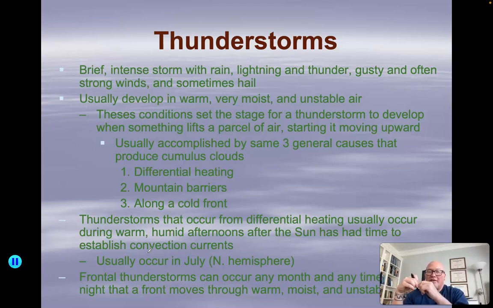Even though thunderstorms can occur in any month, usually they occur during the warmer months of the year. So where we are, this would be during the months of June, July, and August.